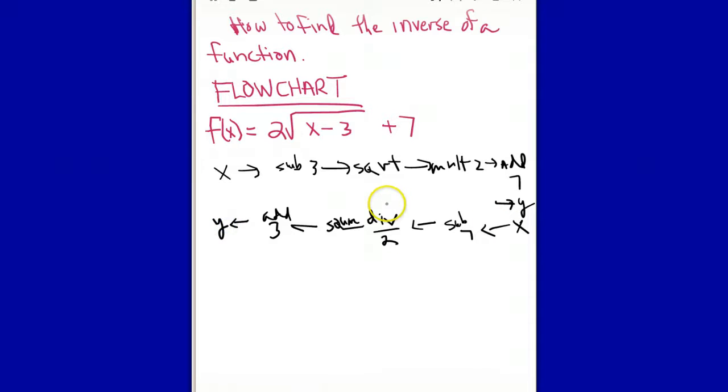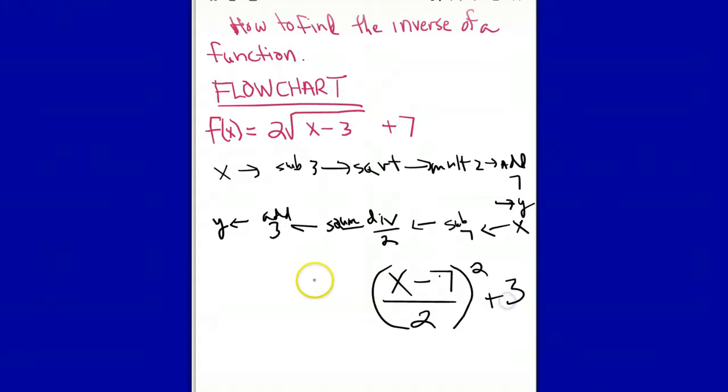Well, the cool thing is these directions down here at the bottom tell you exactly what to do. It says start with x, subtract 7, whatever you have, divide by 2, then square it, and then add 3. And that's exactly what it is. And that's the inverse. Again, the inverse is shown with a little teeny negative 1. That means inverse. So you'll see y to the negative 1, you'll see f to the negative 1, like that. Those both mean the same thing, and this would be the inverse.